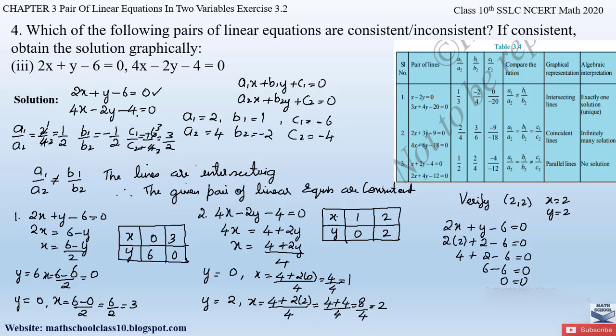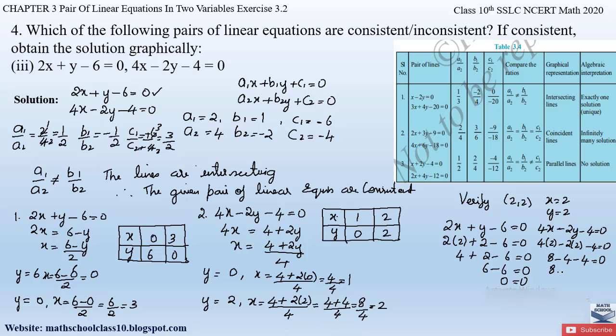Similarly, let us substitute the x and y values in the second equation. The second equation is given by 4x minus 2y minus 4 equal to 0. So this will be 4 into 2 minus 2 into 2 minus 4 equal to 0. So 4 into 2 is 8, minus 2 into 2 is 4, minus 4 equal to 0.